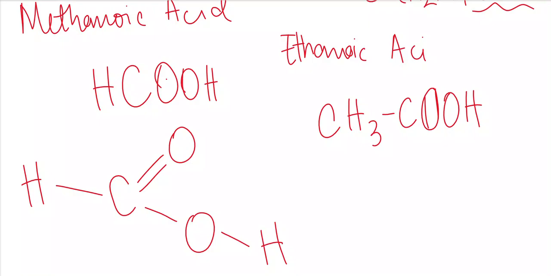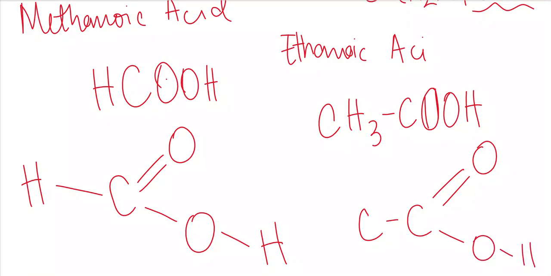And next I will display the formula for ethanoic acid. So we have carbon, carbon single bond, then OH, and here carbon forms CH3. So this is the displayed formula or the structural formula for ethanoic acid and methanoic acid.